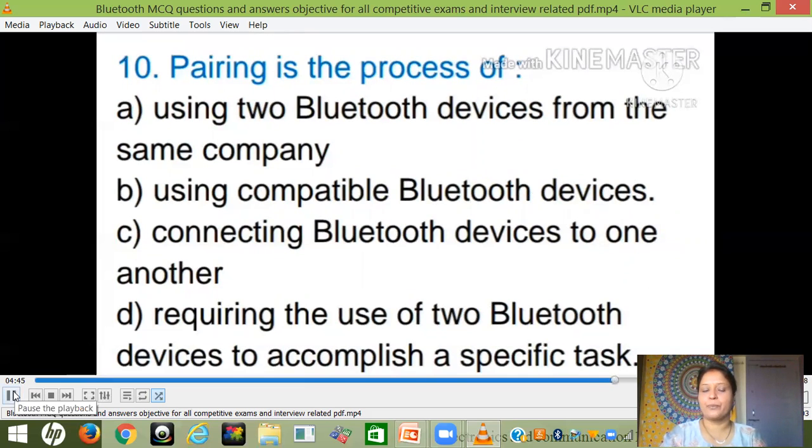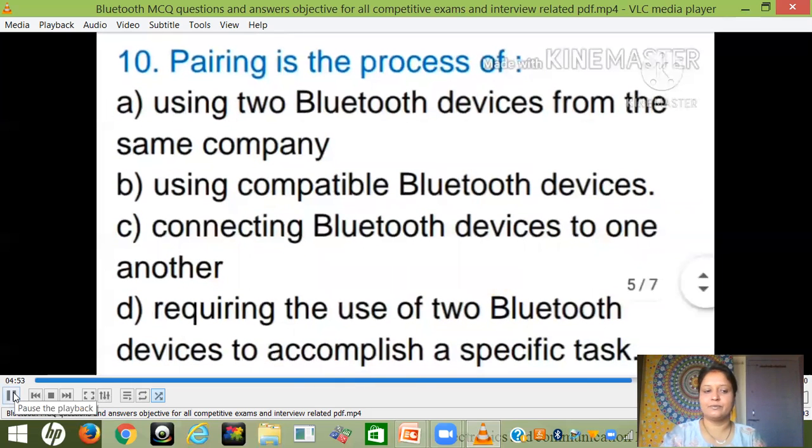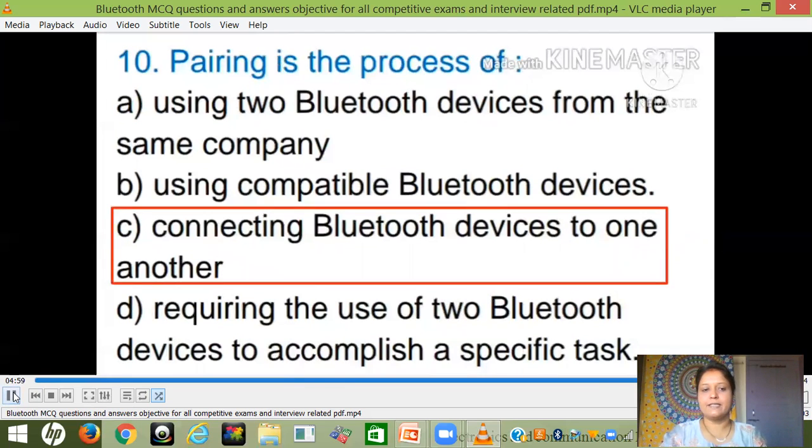तो पेयरिंग जो प्रोसेस होता है वो क्या होता है? यहाँ पे ऑप्शन ए: यूजिंग टू ब्लूटूथ डिवाइसेस फ्रॉम सेम कंपनी, गलत है। ऑप्शन बी: यूजिंग कंपैटिबल ब्लूटूथ डिवाइसेस, ये भी गलत है। ऑप्शन सी: कनेक्टिंग ब्लूटूथ डिवाइसेस टू वन अनदर। तो ये बात आपकी सही है। Connecting Bluetooth devices to one another, that particular process is called as pairing here.